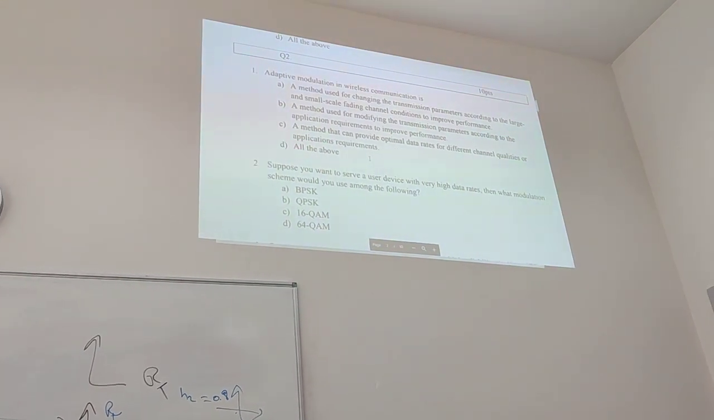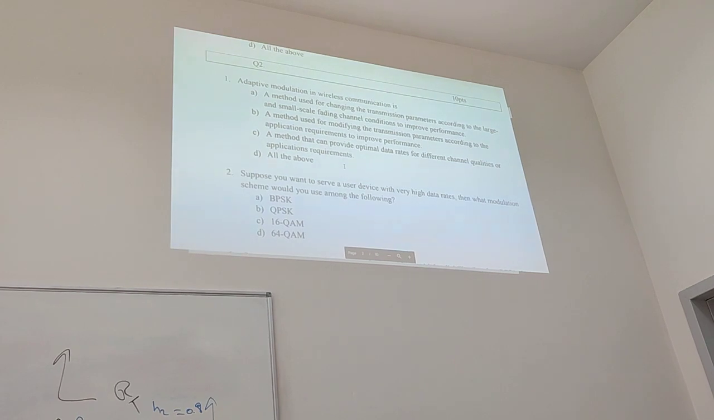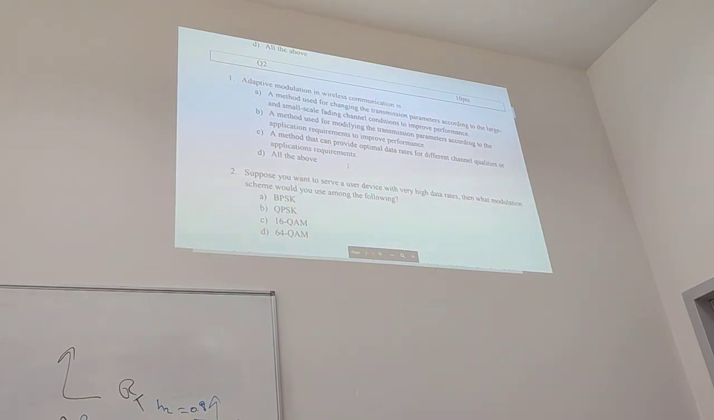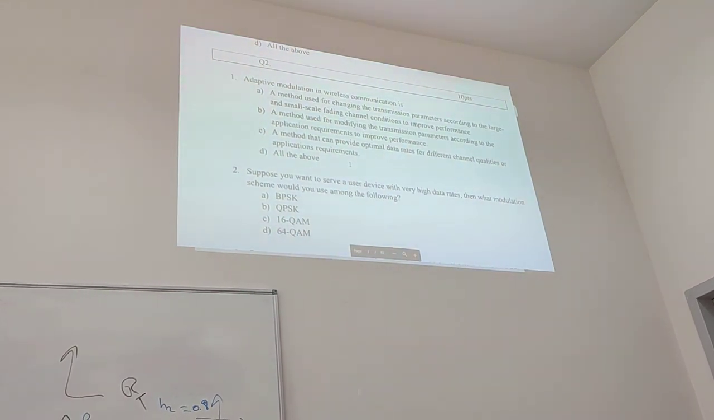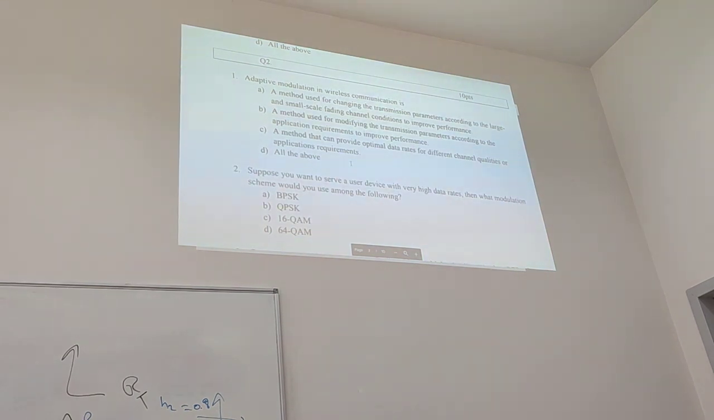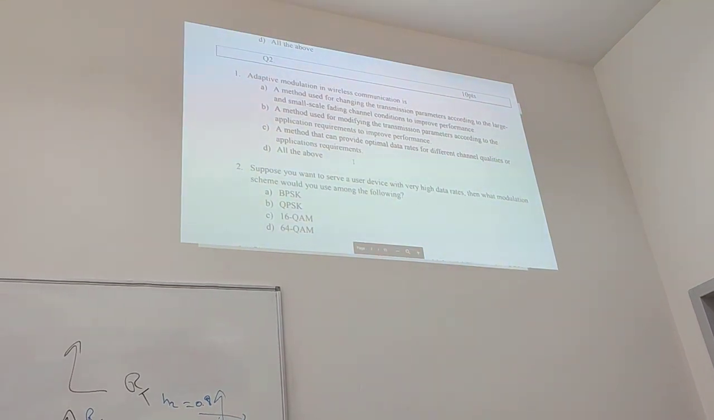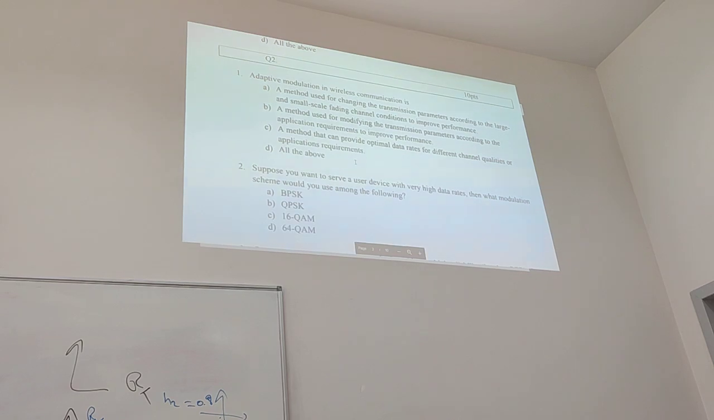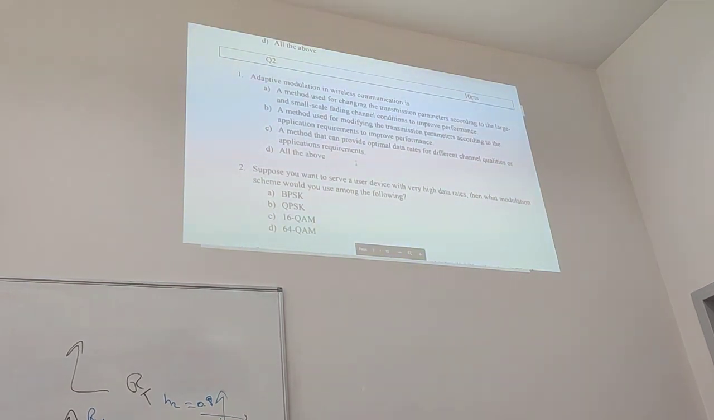And according to the application, if my application is messaging, texting, do I need high data rate? No, I need reliability more than I need high data rate. That's why I send my data with BPSK, because I want reliable communication.